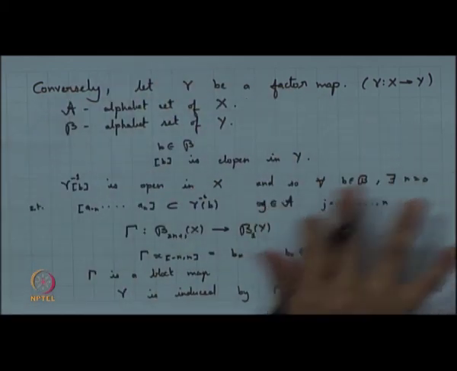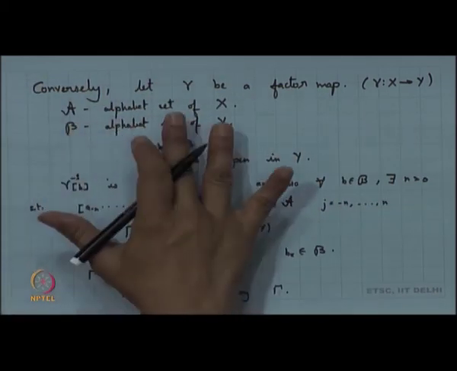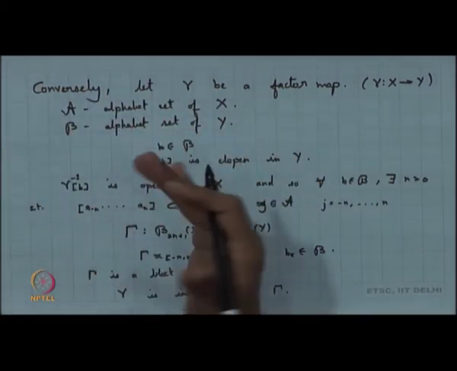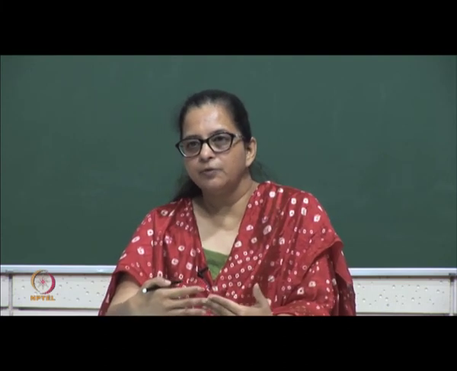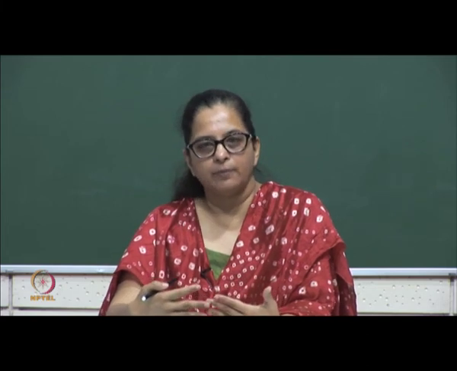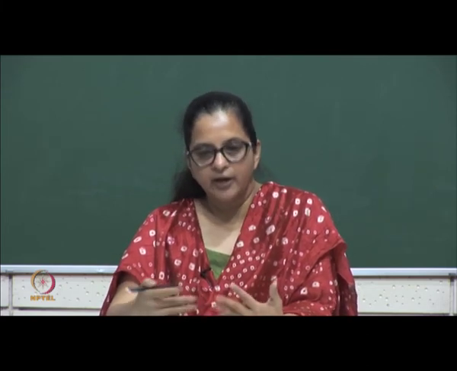So, conversely, if gamma is a factor map, then it is induced by a block map. So, this is the Curtis-Hedlund theorem. Whenever we talk in shift spaces, whenever we talk of block maps and factor maps, they are basically generated by block maps. We end our class here.